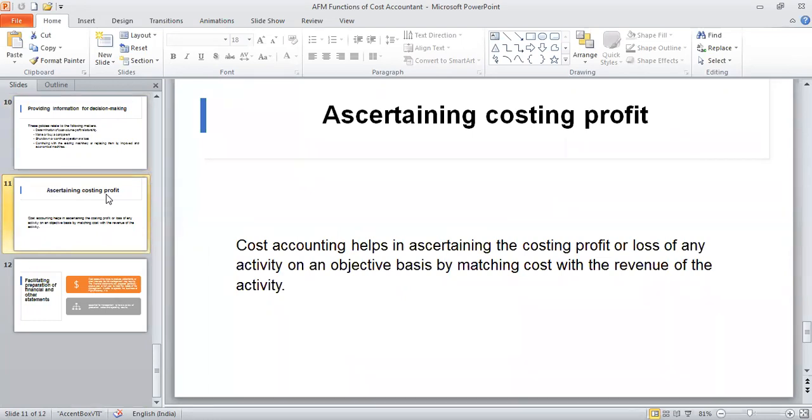Now, another objective of cost accounting is ascertaining the costing profit or loss. Cost accounting helps in ascertaining the costing profit or loss of any activity on an objective basis by matching the cost with the revenue of the activity. What is the total cost we are spending? Whatever the source of total revenue. What do you mean by revenue? The revenue is equal to number of units sold into selling price. By multiplying that, we may get the total revenue, and that revenue is compared with our total cost that we spent, and based on that, top level people take the decision.